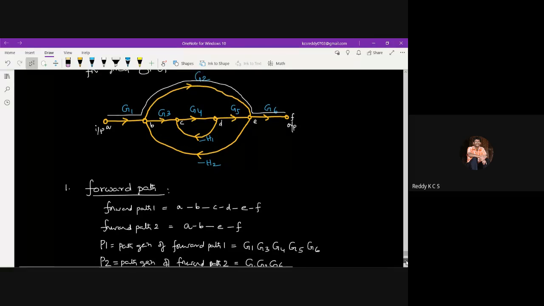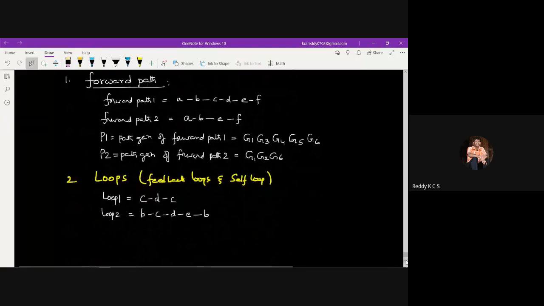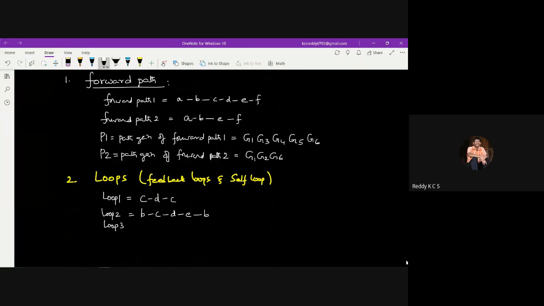So first and foremost thing is we need to identify the forward path. Once you identify the forward path, calculate the forward path gains, then go for the second step, which is loops. You need to find out the loops. How many loops are there? Either it may be a feedback loop or self loop. So loop 1, loop 2, loop 3. Like this, the third loop is B to E and then to B back. So there are 3 loops which are present in this graph.